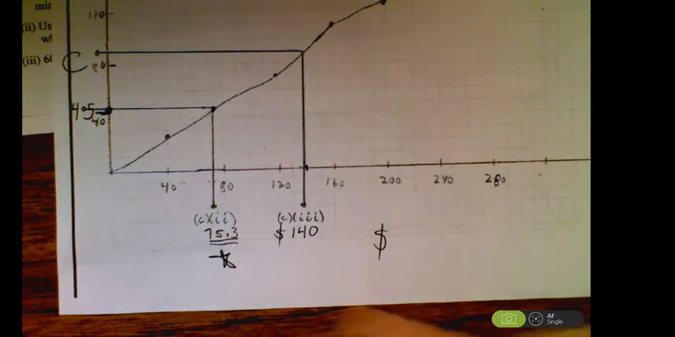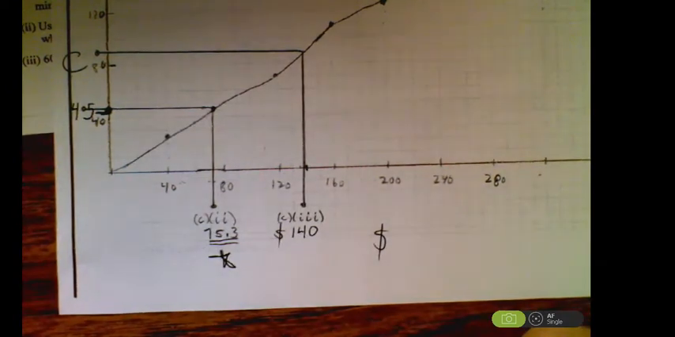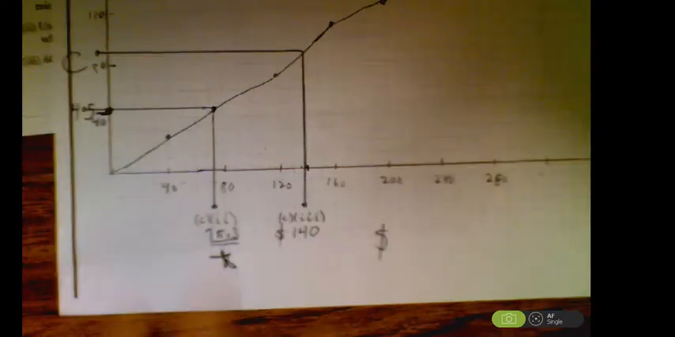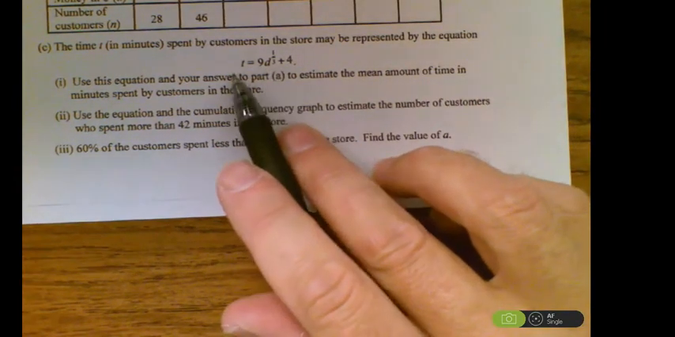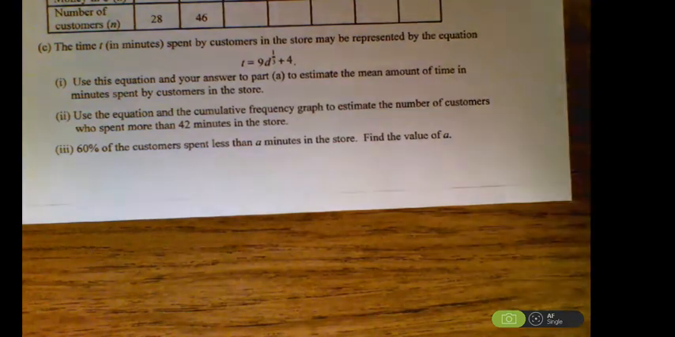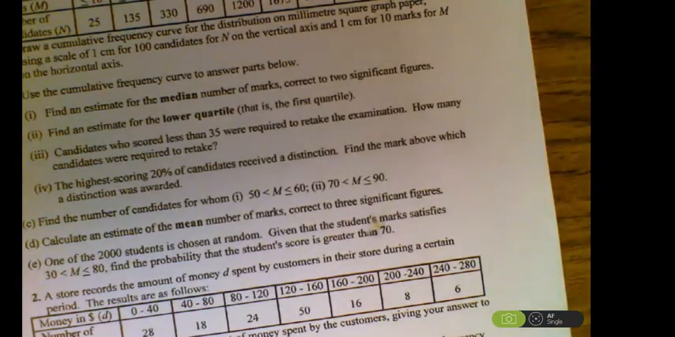So now we have our dollar amount, which is $140. I can go to my function and plug my 140 into the function that they gave us in order to get my amount of time. Okay, moving on to question number 3.